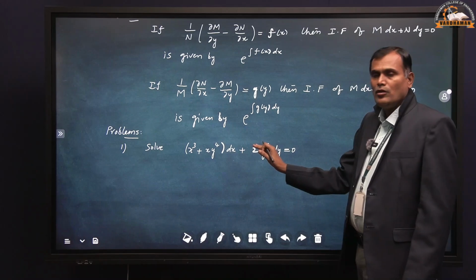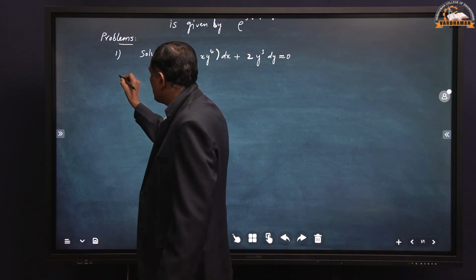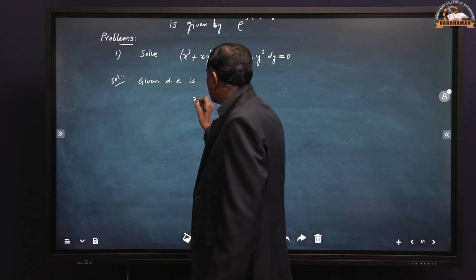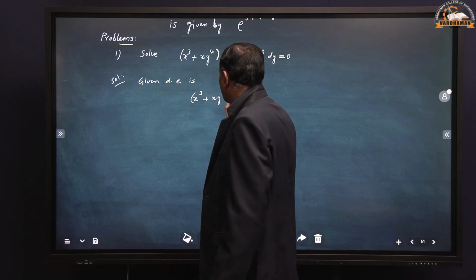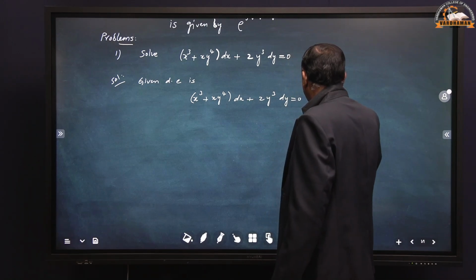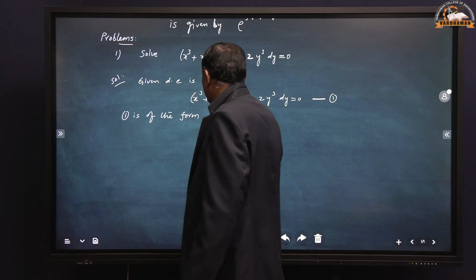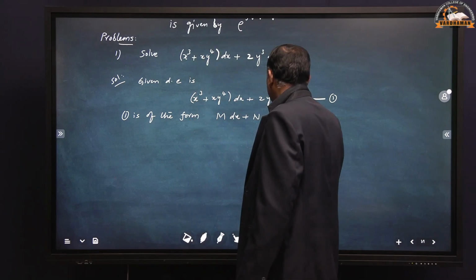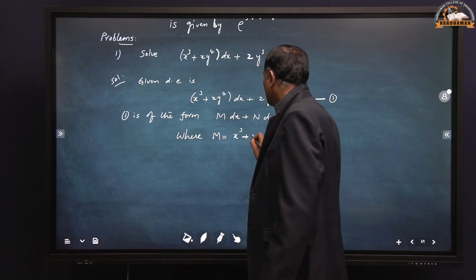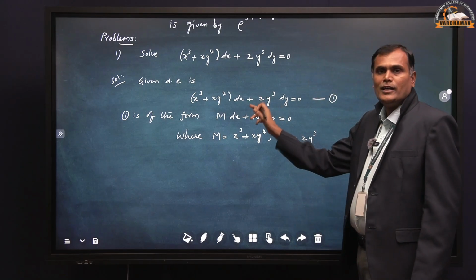Now let us discuss how to solve this differential equation. First of all, write down the given differential equation. The given differential equation is (x cube plus x y power 4) dx plus 2y cube dy equals 0, let us say this is 1. Now clearly this is of the form m dx plus n dy equals 0. Here m equals x cube plus x y power 4, n equals 2y cube. First identify what is m and what is n.